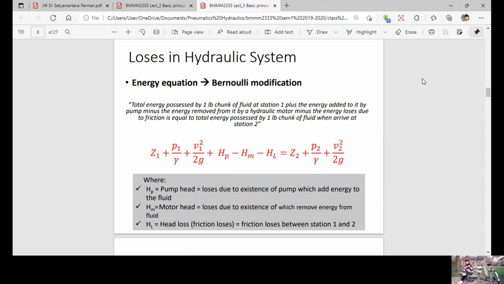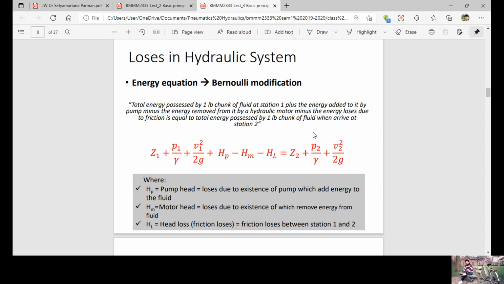And then we talk about losses in hydraulic systems. The energy equation is actually a modification of Bernoulli. The total energy possessed by 1 pound chunk of the fluid at station 1, plus the energy added to it by the pump, minus the energy removed from it by the hydraulic motor, minus the energy losses due to friction, is equal to the total energy possessed by 1 pound chunk of fluid when it arrives at station 2.